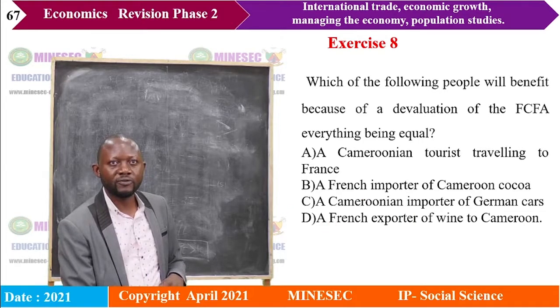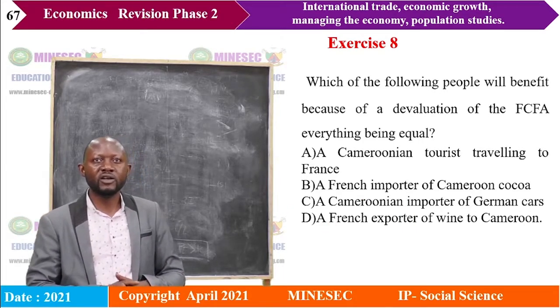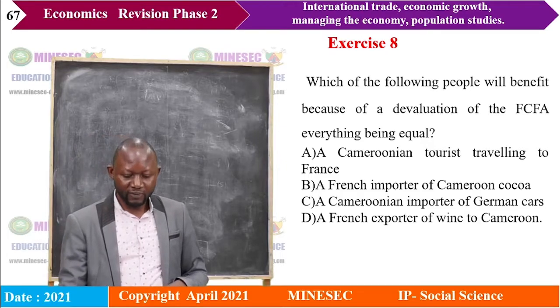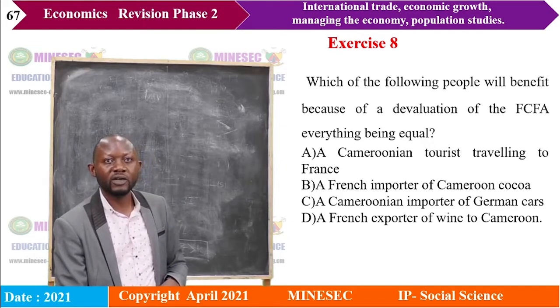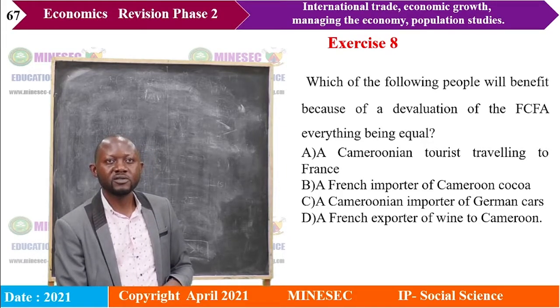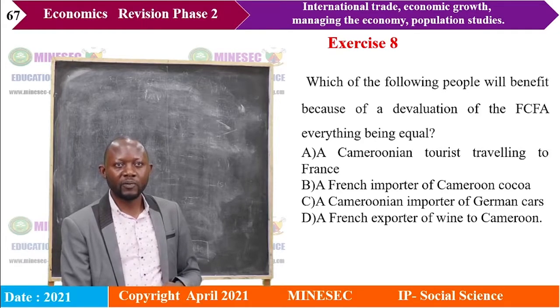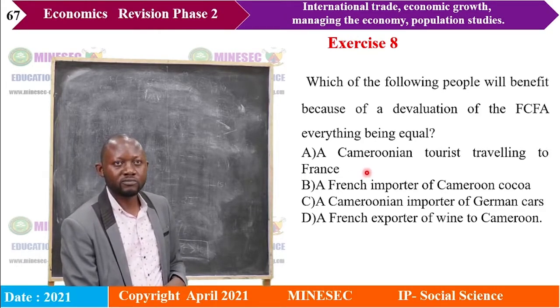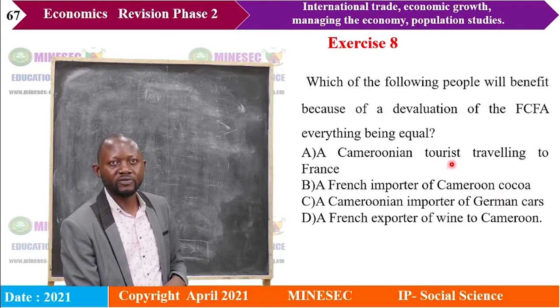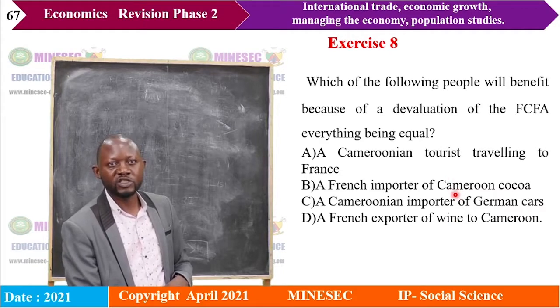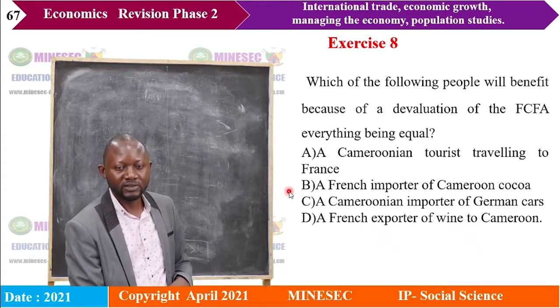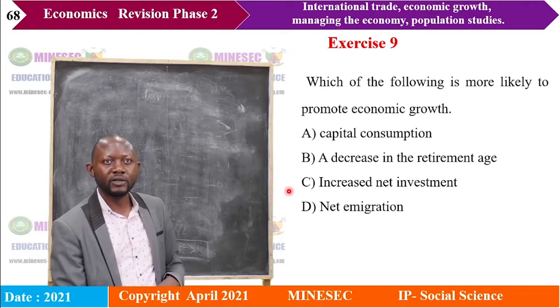Question 8. Which of the following people will benefit because of the devaluation of the franc CFA, everything being equal? We have a Cameroonian tourist traveling to France, a French importer of Cameroon cocoa, a Cameroonian importer of German cars, a French exporter of wine to Cameroon. We'll see that it is the French importer of Cameroon cocoa, because when there's devaluation, our exports become cheaper, so the French person is going to benefit. So the right answer there is B.